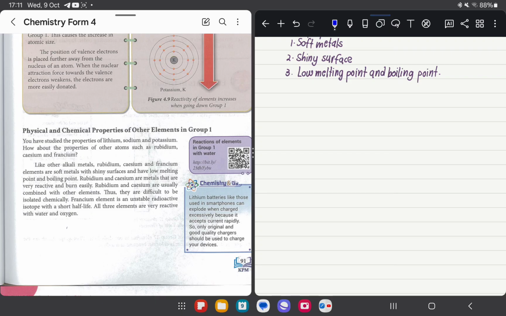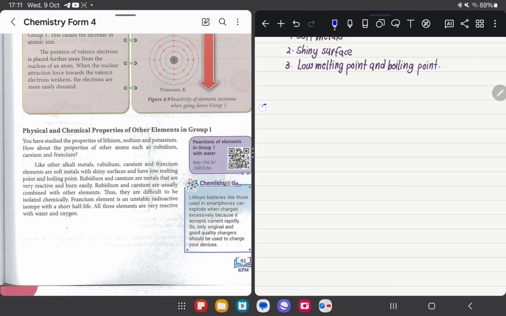Okay, chemical properties. Rubidium usually combine with other elements, thus they're very difficult to isolate chemically. Chemical properties, we have to understand like this. Usually chemical properties are determined based on reaction, right?